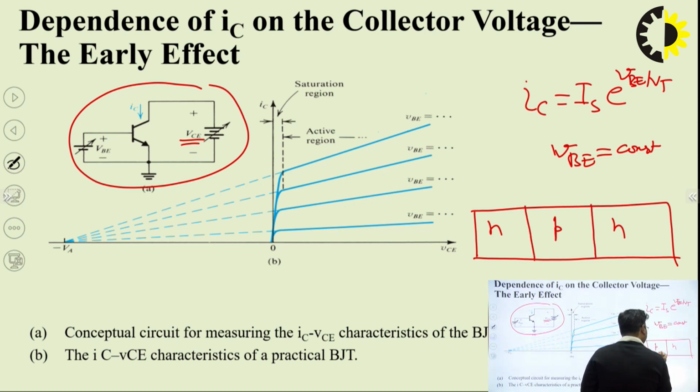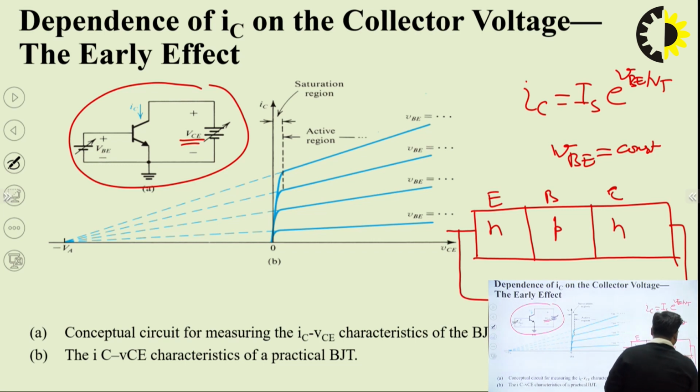Note that this base region is lightly doped. This is base, this is emitter, and this is collector. This base region is lightly doped, okay, and this junction, if we are getting common emitter configuration, then this junction, that is the collector base junction, is made reverse biased.